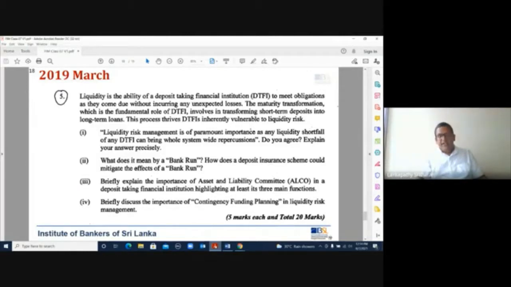So actually, the bank deposit insurance is a way to give a sort of cushion to the small depositors.